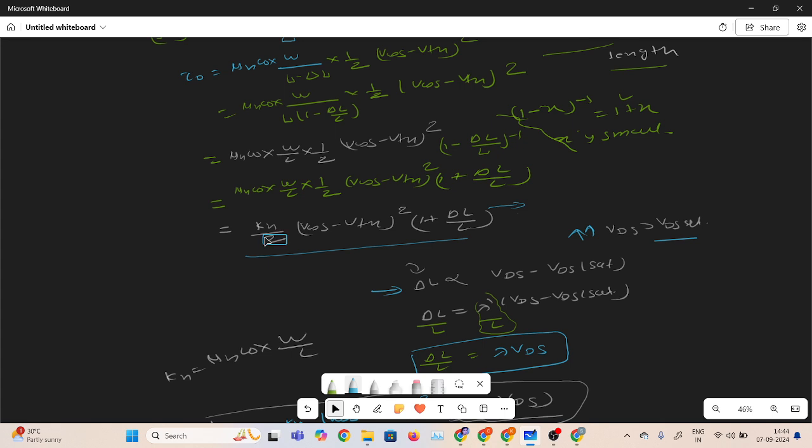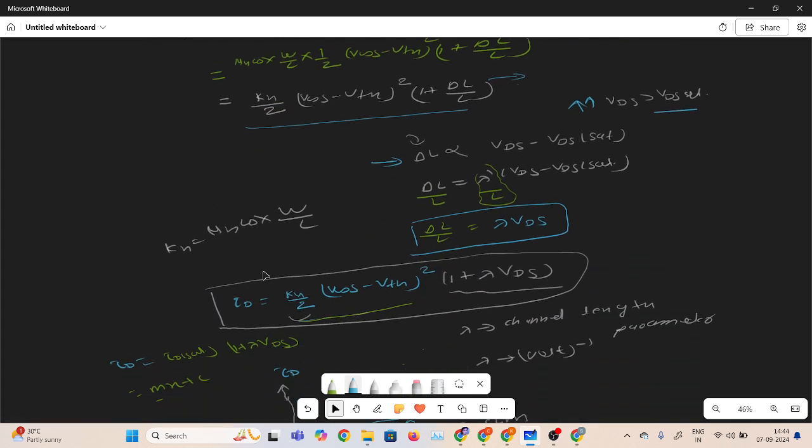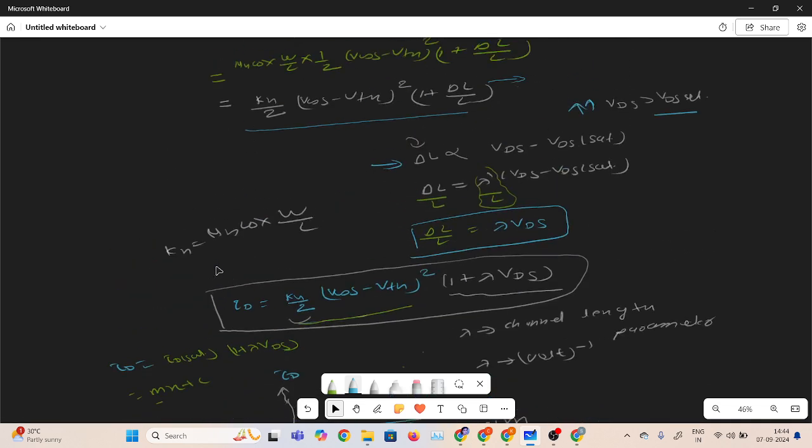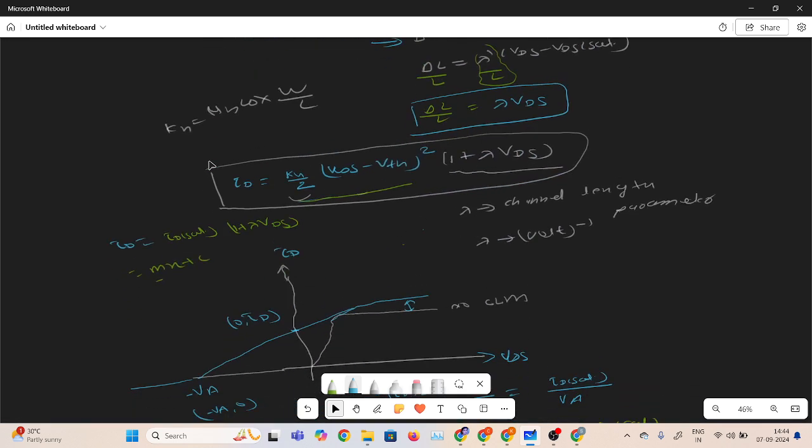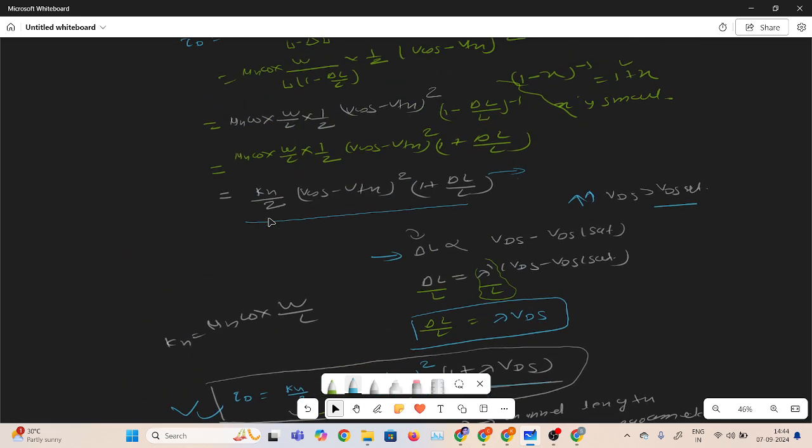After that, if the interviewer asks anything else, then you need to tell everything. Otherwise, for the channel length modulation, just explain this much. Finally you should write this expression: kn by 2, that is mu n Cox W by L, times (VGS minus VTH) whole square, times (1 plus lambda VDS). I think this is enough. If you explain this way, the interviewer will definitely be very happy.